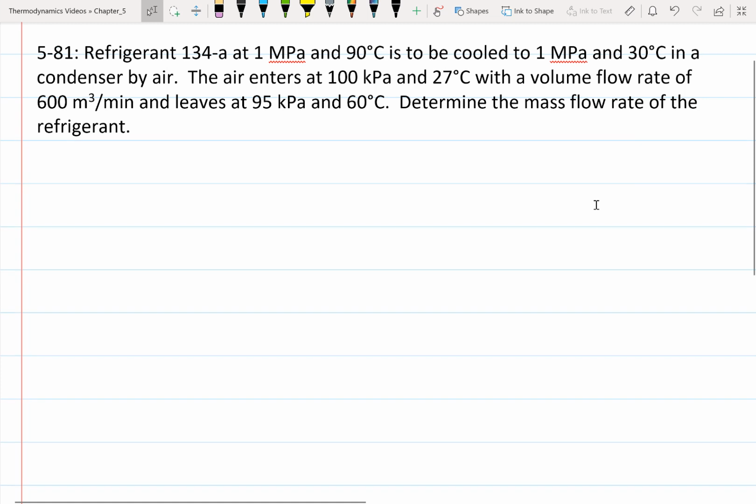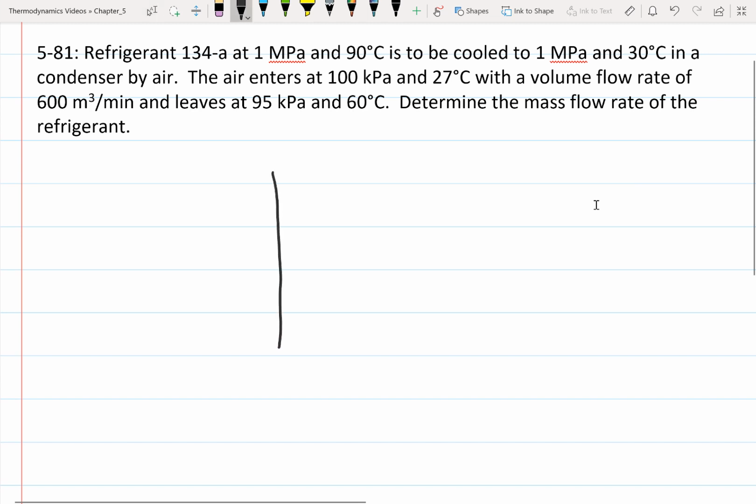So this problem says that we have refrigerant 134A. Basically, let's just say what the problem's doing. So we have refrigerant 134A that's flowing through a pipe that is basically being cooled by air. So basically we have a heat exchanger.